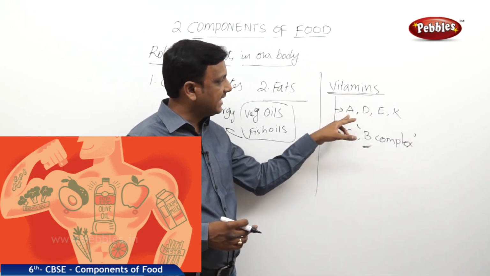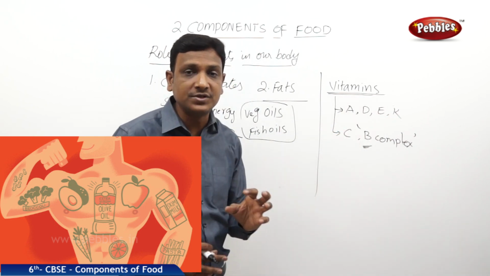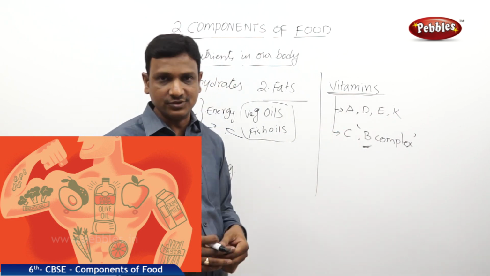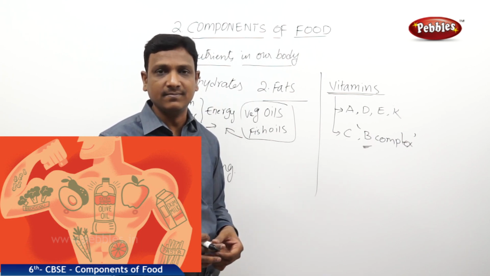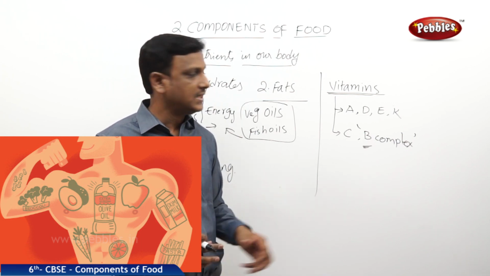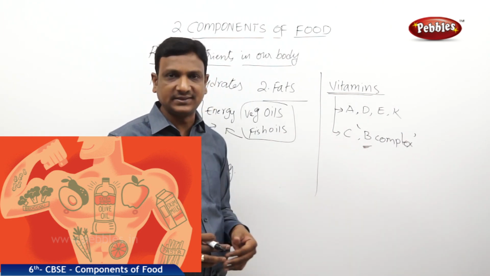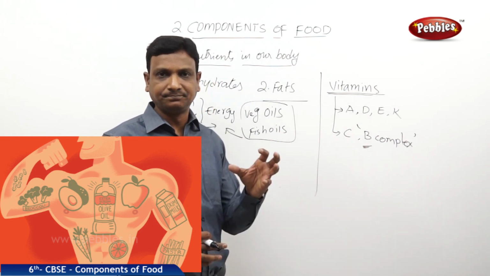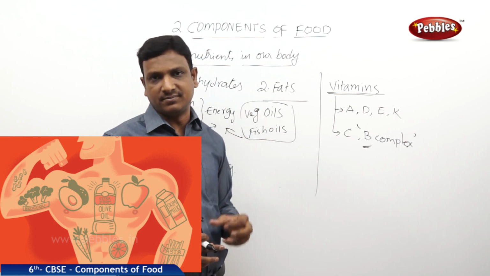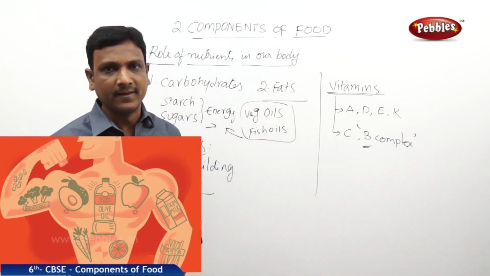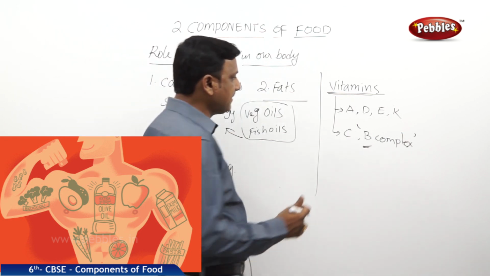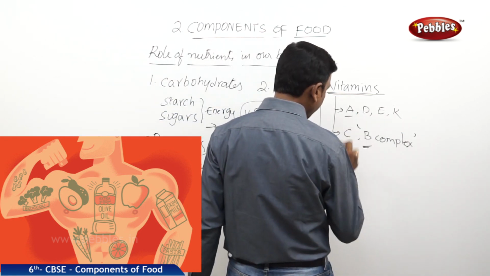Generally, these vitamins A, D, E, K are found in foods which are rich in oil, fatty foods. They are found mostly in fatty, oily foods. They are dissolved in oil. Vitamin C and B complex are water soluble vitamins. These two are called water soluble vitamins, right?